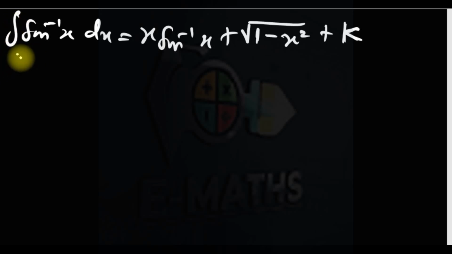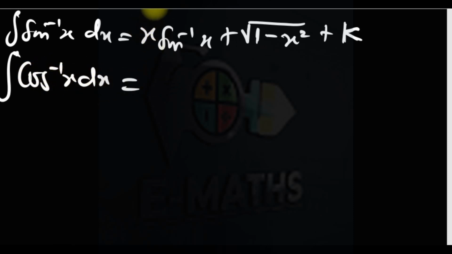So the second one is the integral of arc cosine of x dx. Integral of this using our integration by parts. So our u is that, and our dv is this.